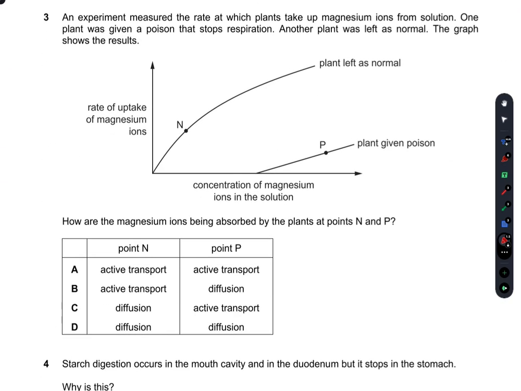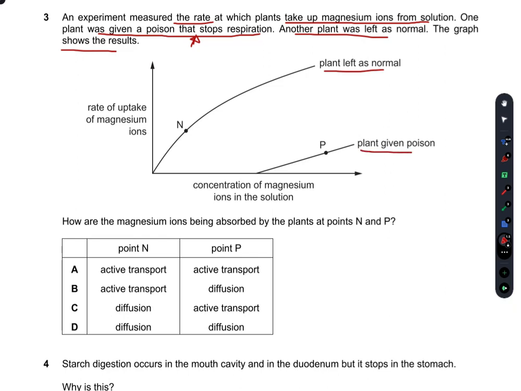An experiment measured the rate at which plants take up magnesium ions from a solution. One plant was given a poison that stops respiration. Another plant was left as normal. The graph shows the results. This is the normal plant, this curve shows the rate of magnesium ion uptake by the normal plant, and this is by the plant given the poison.